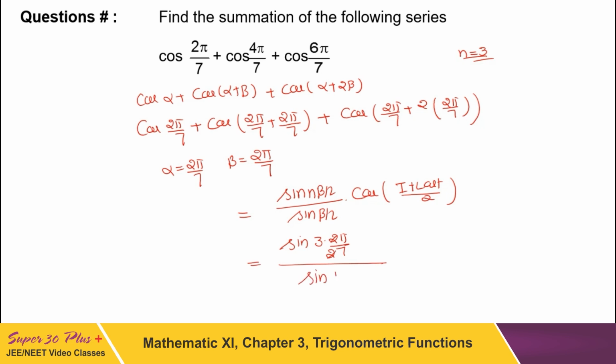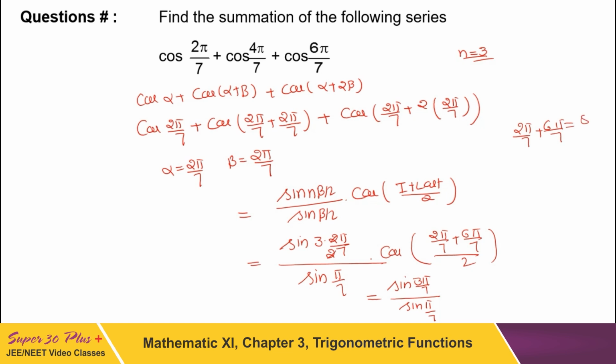It is sine pi by 7 into cos of the first angle. What is the first angle? It is 2 pi by 7. And what is the last angle? It is 6 pi by 7, all by 2. Now simplify it. It will become sine 3 pi by 7 whole upon sine pi by 7 into... solve it. 2 pi by 7 plus 6 pi by 7 is equal to 8 pi by 7, and by 2 it is 4 pi by 7. You can write it as cos 4 pi by 7.